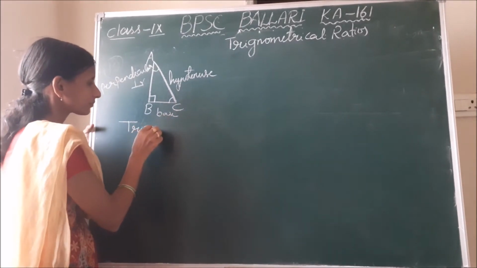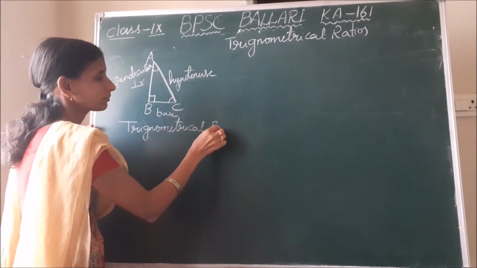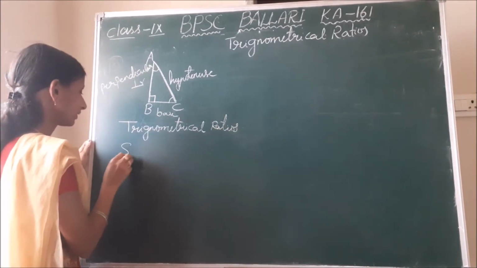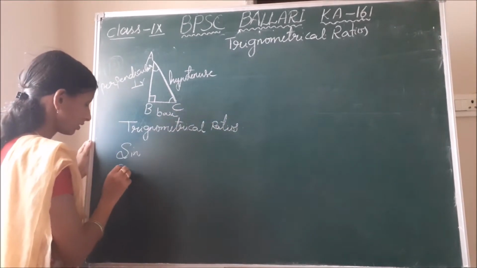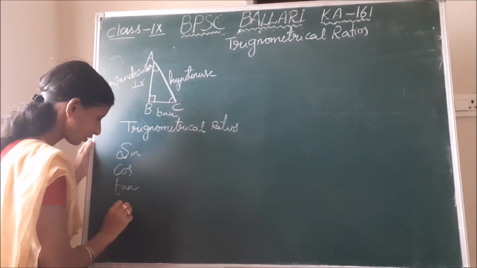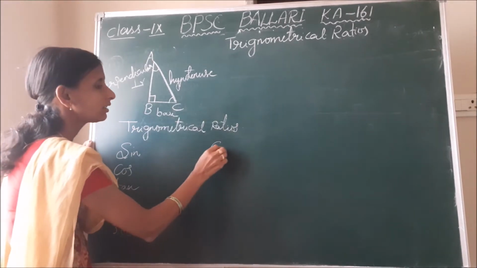Trigonometrical ratios. There are sine, cos, tan, cosecant, secant and cot.